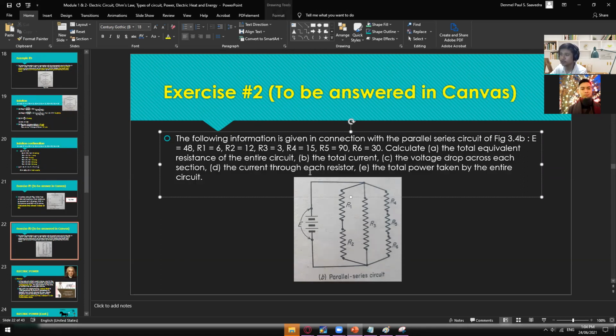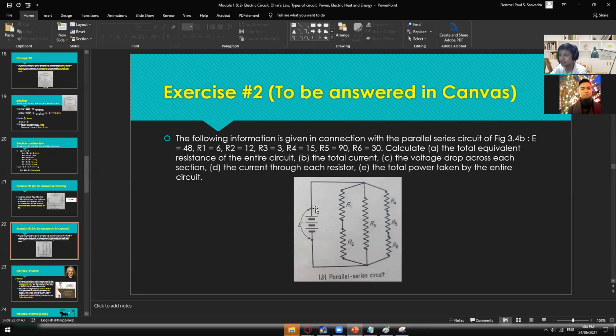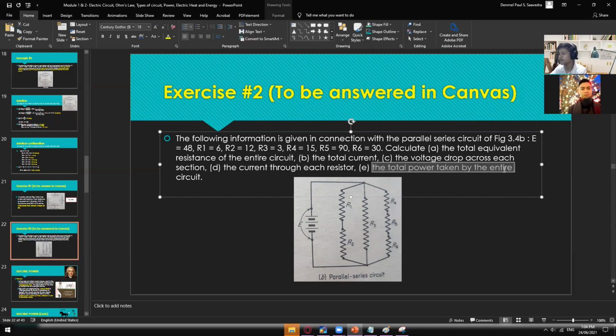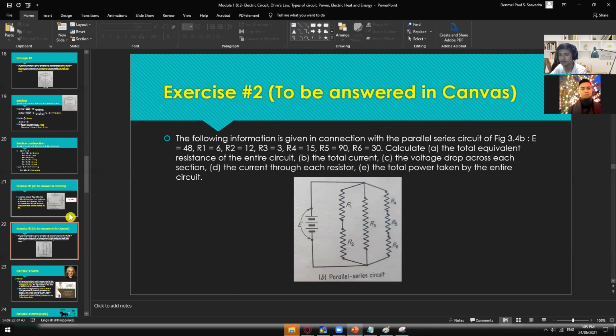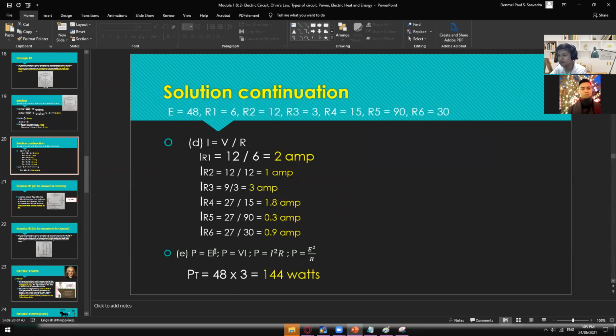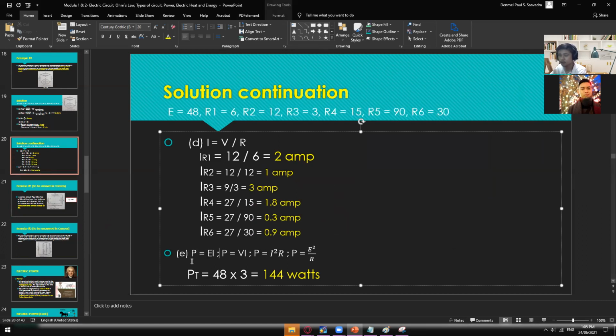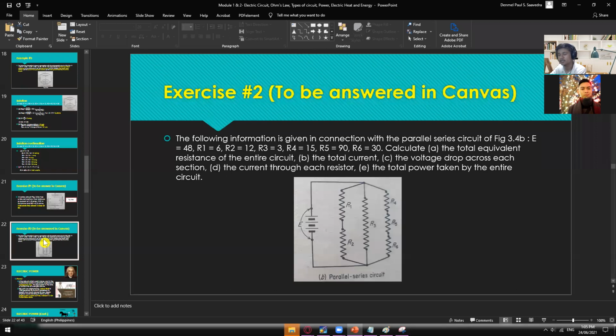And then the current through each resistor. So it's not each section, but each resistor. You should have 6 individual currents: I1, I2, I3, I4, I5, I6. And then the total power taken by the entire circuit. Just use this formula right here: P total is equal to E total times I total. If you're solving for the total, then you should also have the other total values. If it's individual values, then you should have the other individual values.